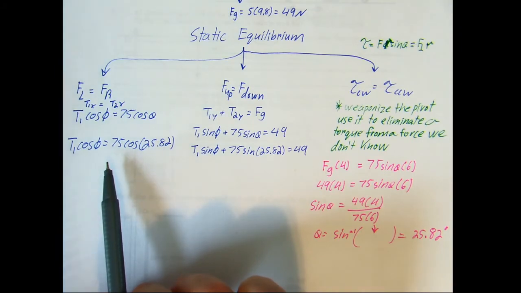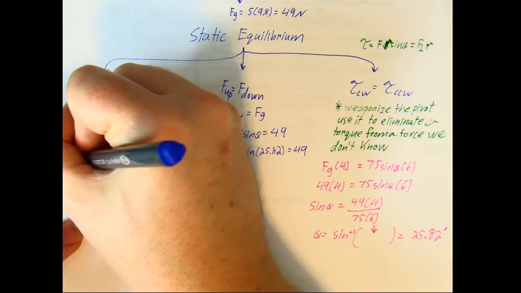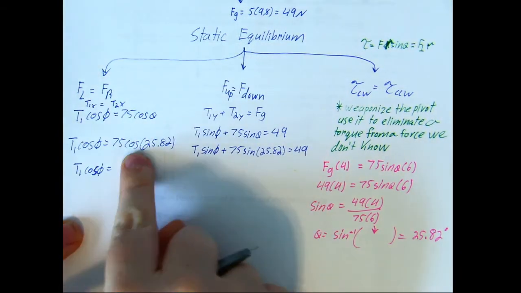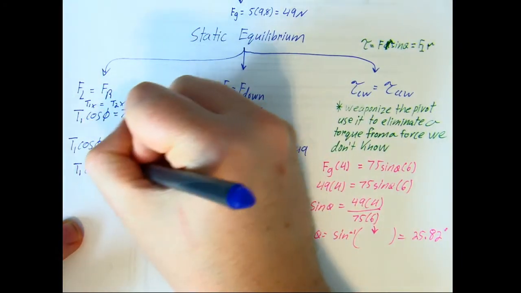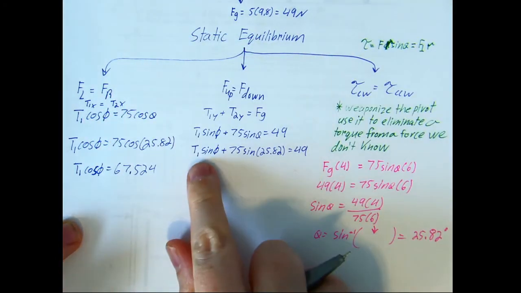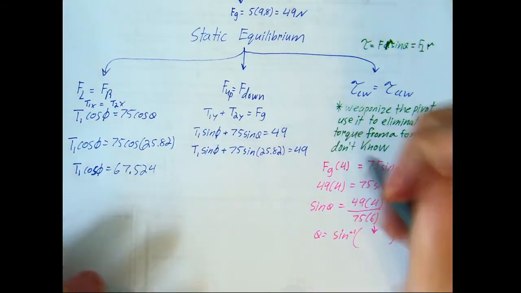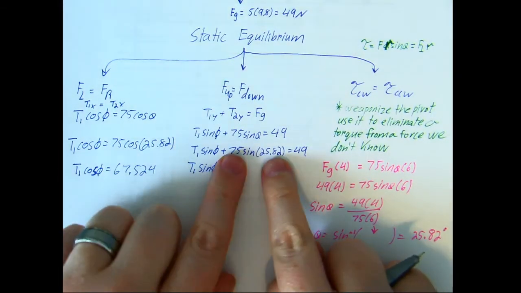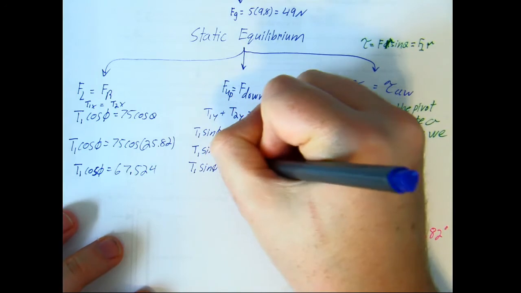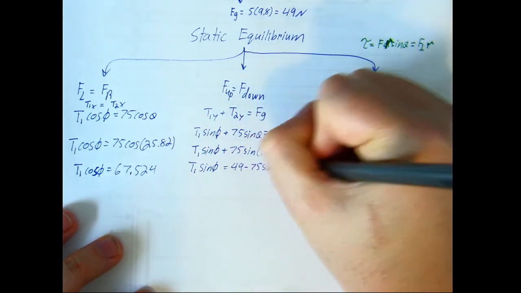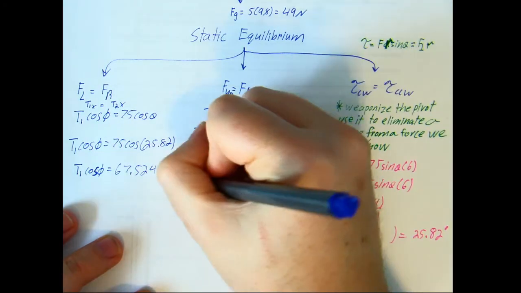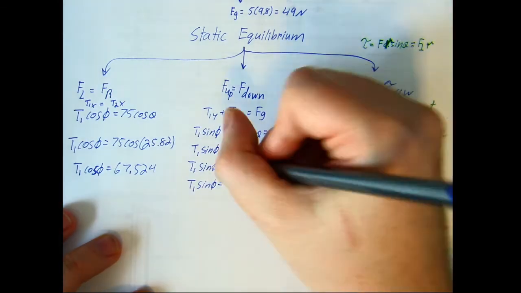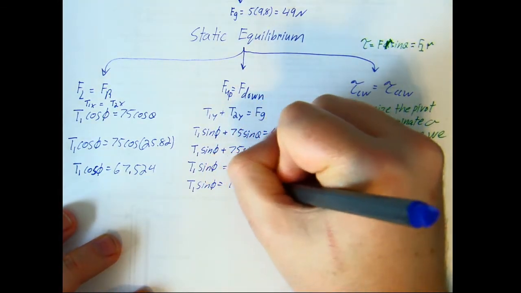Well, I guess we could make your life a little bit easier here. Just to save some space, T1 cos phi: if you solve this, 75 cos of 25.82, you're going to get 67.524. And this one here, if we isolate for T1 sine phi, we subtract this number over here, so that's going to equal 49 minus 75 sine 25.82. We get that T1 sine phi is going to equal 16.358.